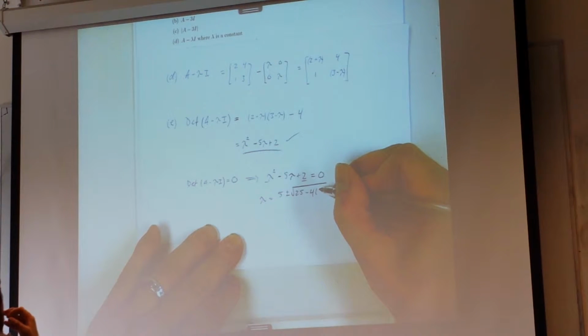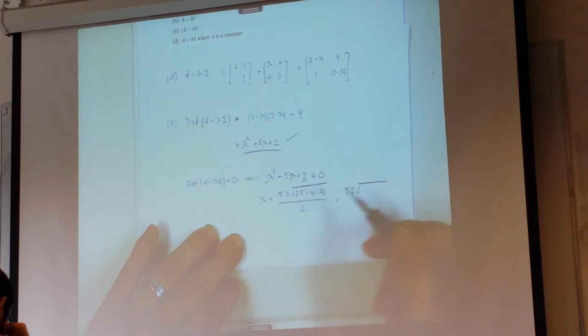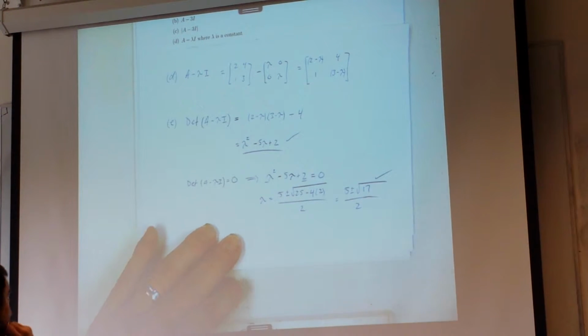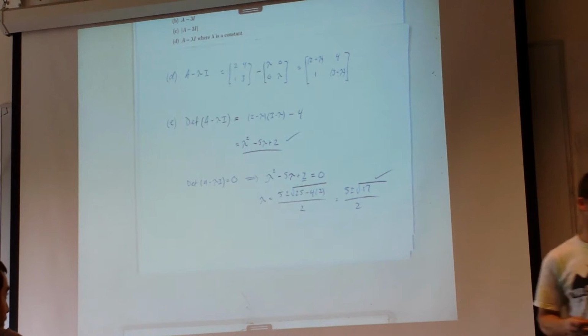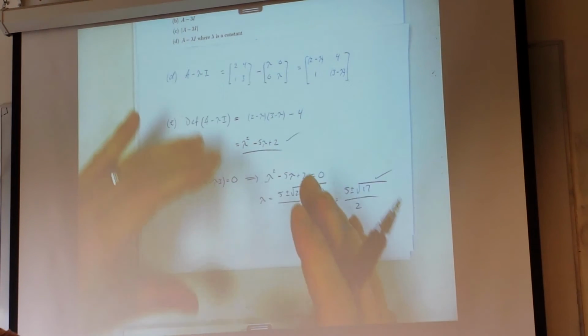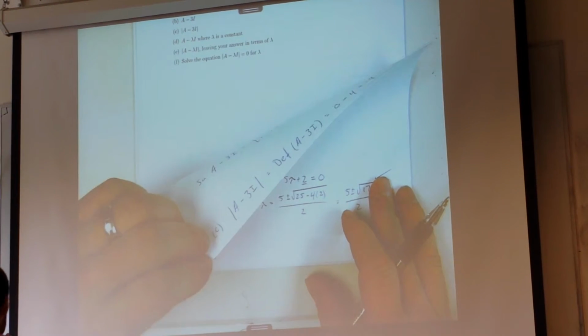All over 2 times a. So we get 5 plus or minus, that's 8, so what's that, 17, root 17 over 2. Yeah, those are what are called the eigenvalues associated with matrix A. All right, we'll get there though. So that's just an exercise in some matrix operations, things like that.